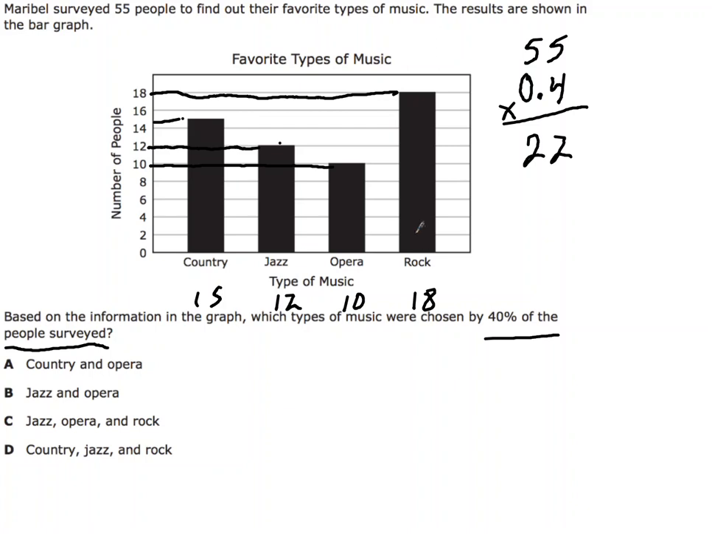Now, we look at our categories. Is any category exactly 22? The answer is no. So, if we want to know what 40% of the people prefer, we may have to look at more than one category. And if we look at jazz and opera, we'll see that 10 plus 12 equals 22. So, jazz and opera is the correct answer.